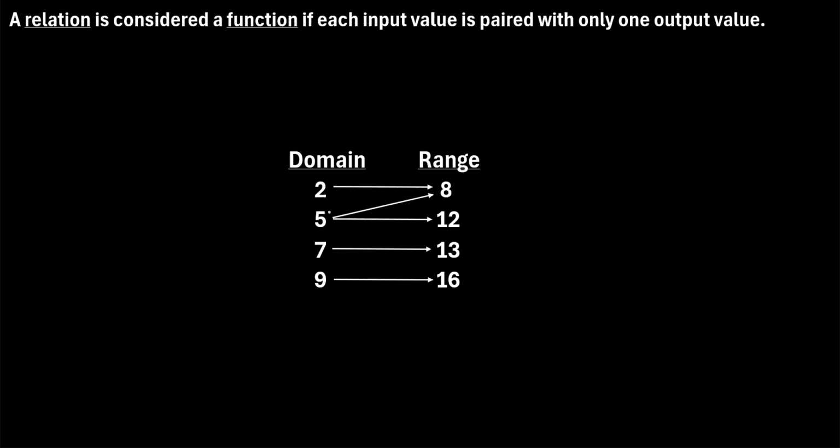But we can see this next input value of 5 in the domain, it corresponds to both 8 and 12 in the range column, which means that this single input value of 5 has 2 different output values. So right away we would say that no, this is not a function. Because remember, each input value or each domain value is only allowed to have one output value or one range value. So those were just a few different examples of how to determine if a relation is considered a function.